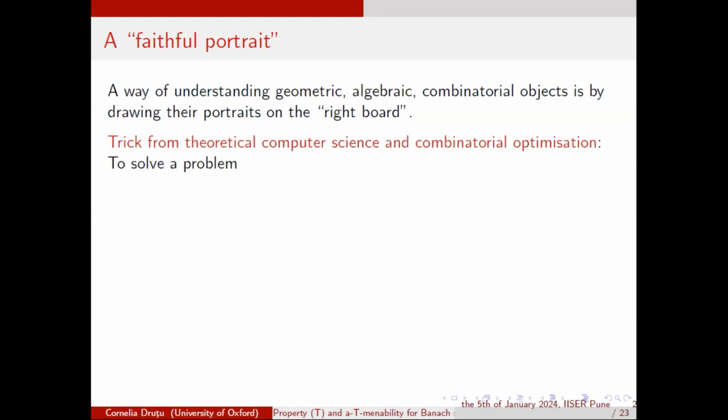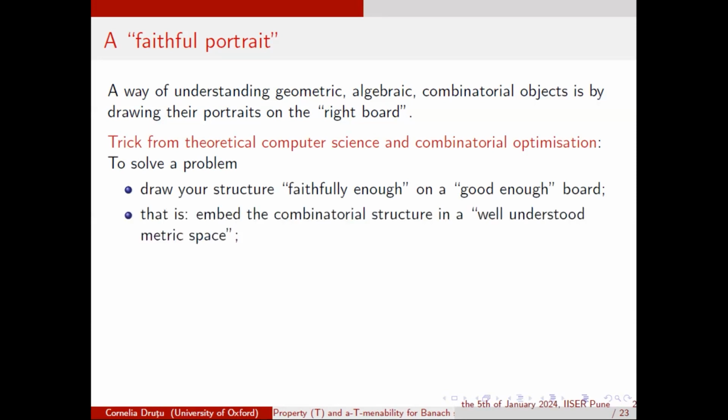The way they proceed to solve a certain problem is that you try and draw your structure faithfully enough on a good enough board. What does that mean? First of all, you formalize your problem into a combinatorial structure, and then you try to understand it by embedding it into a metric space that you understand, and then you use that ambient geometry that you understand to design an algorithm and solve your problem. And we sort of stole this technique from them.